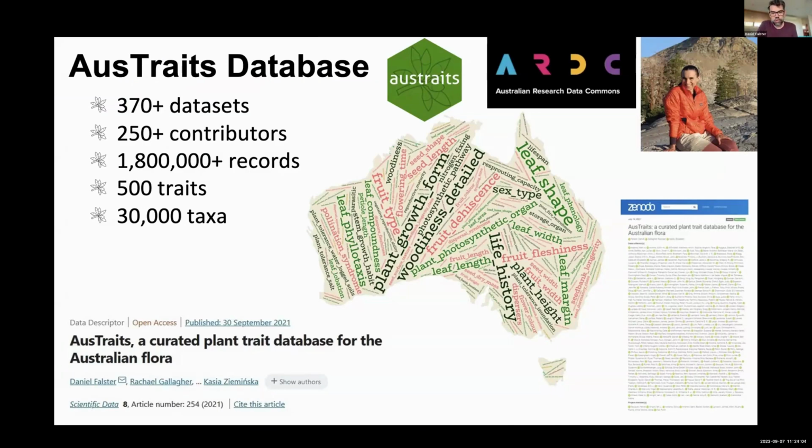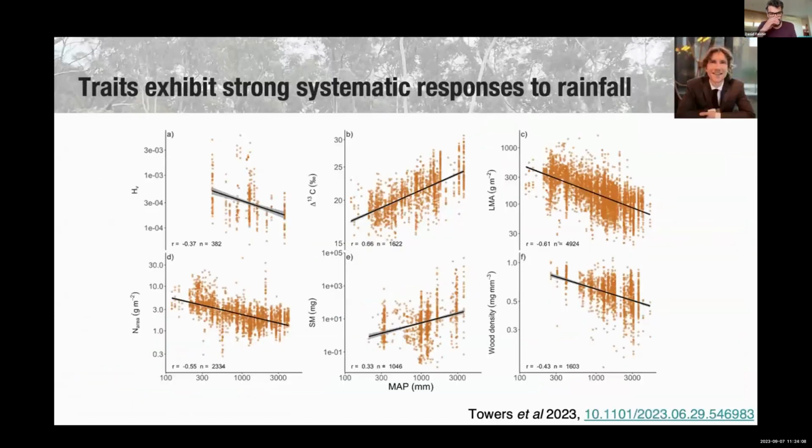This crowd won't be interested in a majority of those traits, but there are definitely some that you really would be interested in. And here's an analysis that Isaac has out in a preprint at the moment. There are traits here like Huber value. Can you see my mouse, out of interest? Yes, all good. Huber value, nitrogen per area affecting photosynthetic rates, leaf mass per area, wood density, all of which are in various land surface models. And what you can see is these really strong gradients with mean annual precipitation.